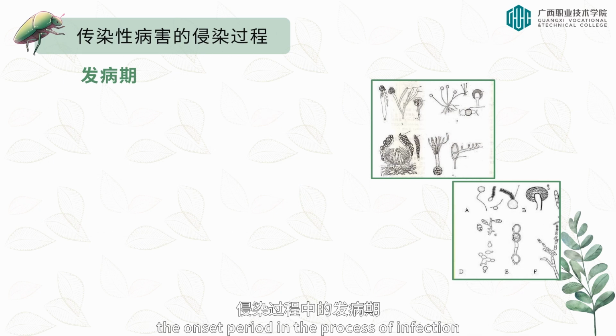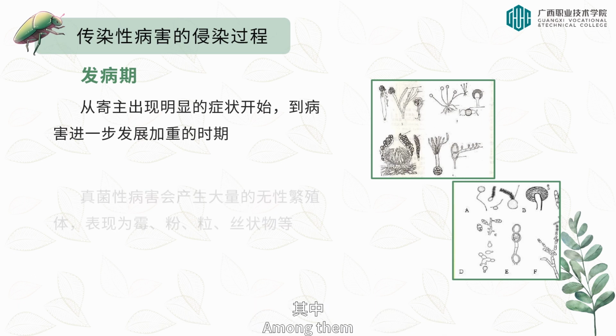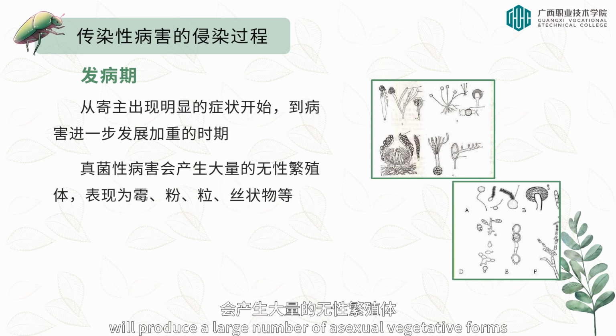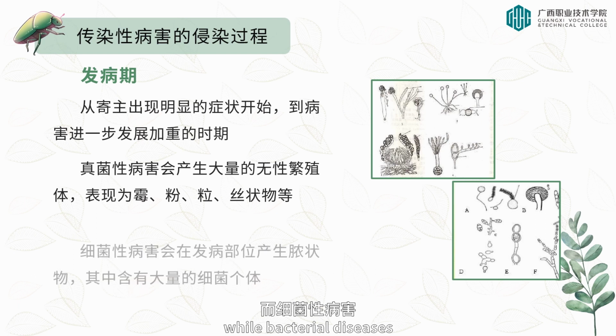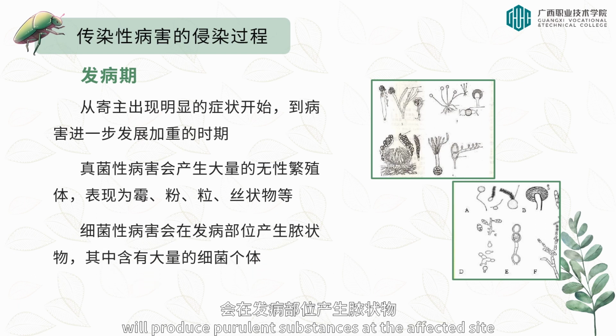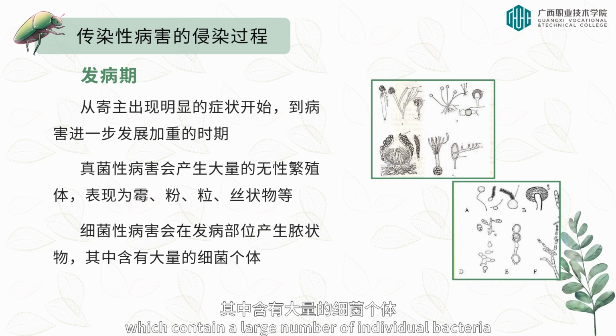Next, let's take a look at the onset period in the process of infection. The onset period refers to the period of further development and aggravation of the disease from the beginning. Among them, fungal diseases will produce a large number of asexual vegetative forms, such as mildew, powder, filaments, and so on, while bacterial diseases will produce purulent substances at the affected site, which contain a large number of individual bacteria.